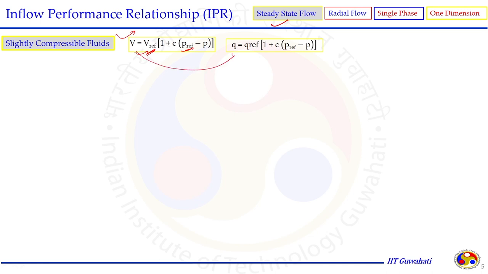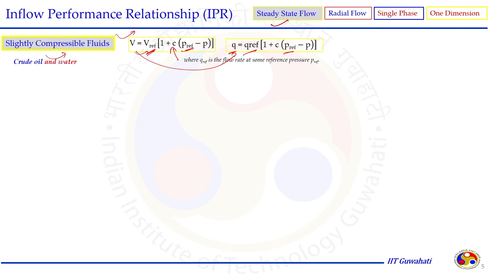Similarly, it can be converted to volumetric flow rate, where Q is the volumetric flow rate at the time we are measuring the system, and Q reference is the flow rate with respect to the reference pressure, which again is P reference. C appearing in this expression is the compressibility coefficient for the fluid that we are going to take into consideration. So for a slightly compressible fluid, we need to know the compressibility coefficient for that fluid.